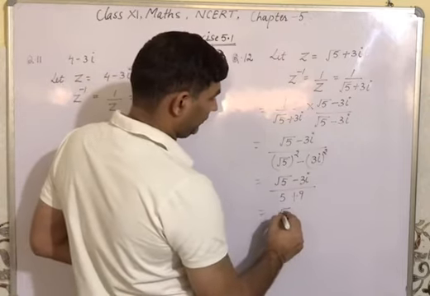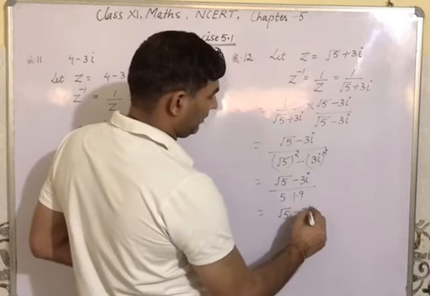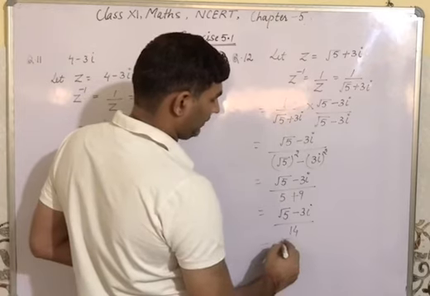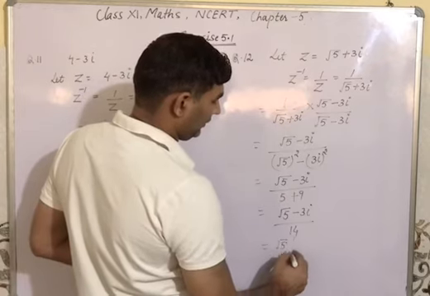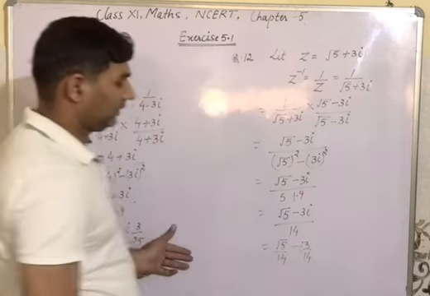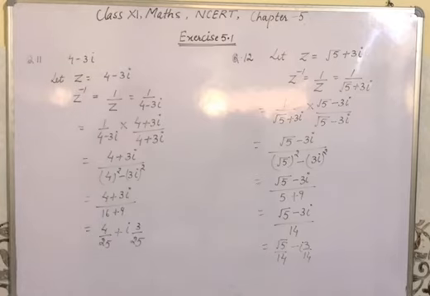Then root 5 − 3i upon 14. We can write root 5 upon 14 minus 3 upon 14 i. So root 5 upon 14 minus i 3 upon 14 is the multiplicative inverse of root 5 + 3i.